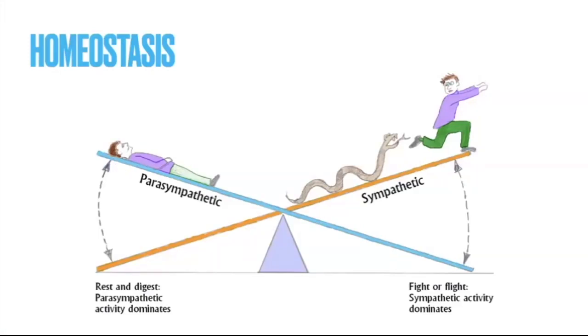Homeostasis is a dynamic balance between the autonomic branches, the parasympathetic, rest and digest, and the sympathetic, fight or flight. And it's this dynamic balance between the two that works to stabilize.